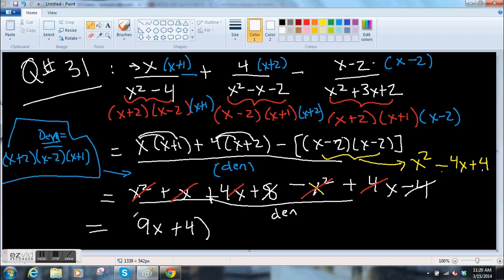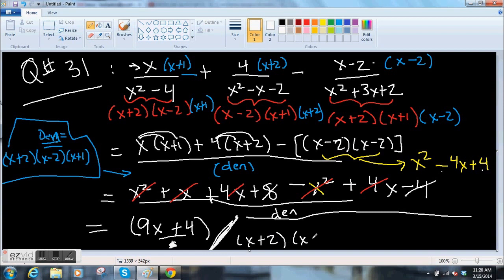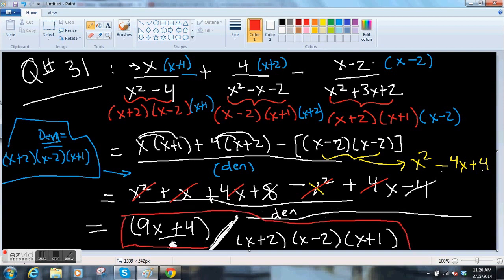So 9x plus 4, all divided by, now I'm at the end of the problem so I have to write the denominator again. Ideally you would put the denominator on the bottom, but I didn't have space. So it's divided by x plus 2 times x minus 2 times x plus 1, and that is your answer. Ta-da! So mathy. You let your little creative mind just play with the numbers.